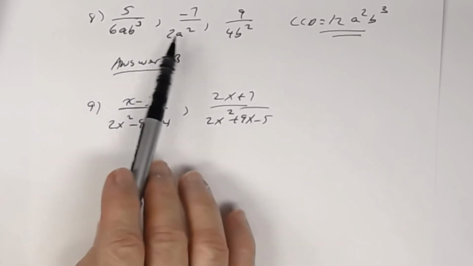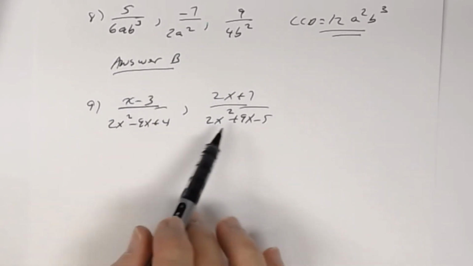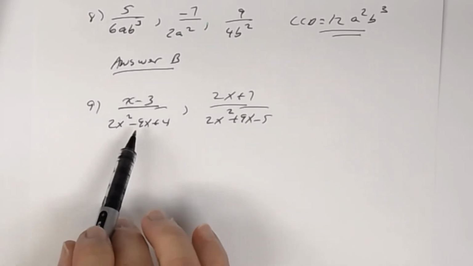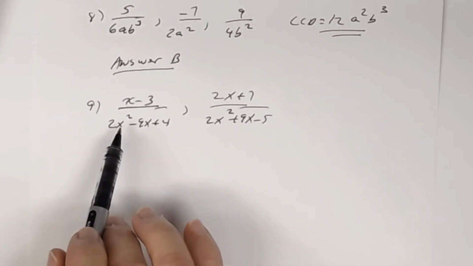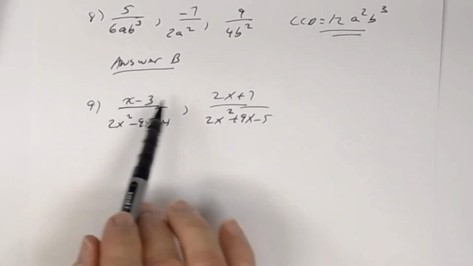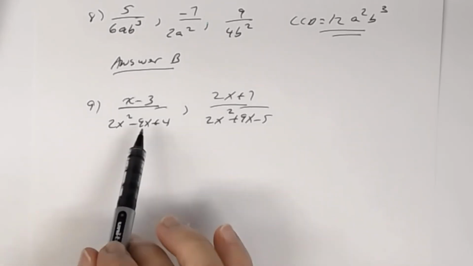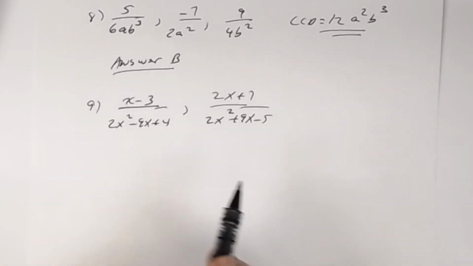So in number 8, those were monomial factors. Number 9, these are not factored. These are not in factored form. So also keep in mind, you're only looking at the denominator. You're trying to find the least common denominator. Don't worry about the numerator. It's the denominator you gotta make sure you factor. So you gotta make sure you factor the denominators.